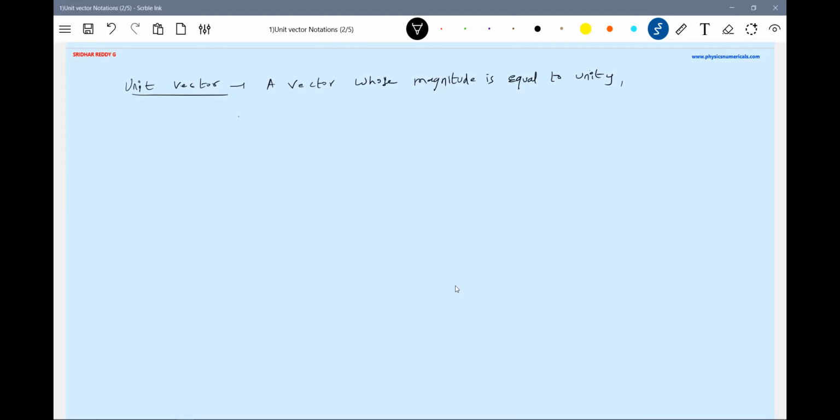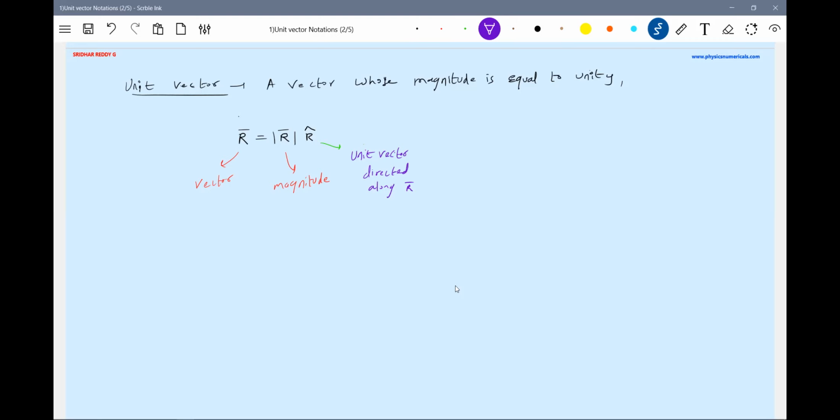In general, if there is a vector r bar, we can write this vector r bar as mod of r bar into r cap. The cap indicates it's a unit vector. This is the vector, this quantity is the magnitude, and this quantity is the unit vector. How should you interpret that? The unit vector is directed along vector r bar.